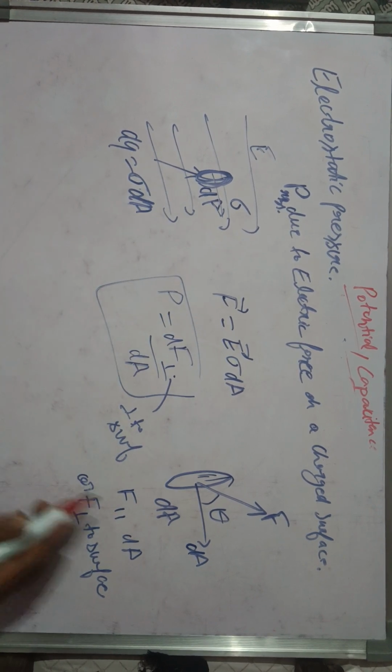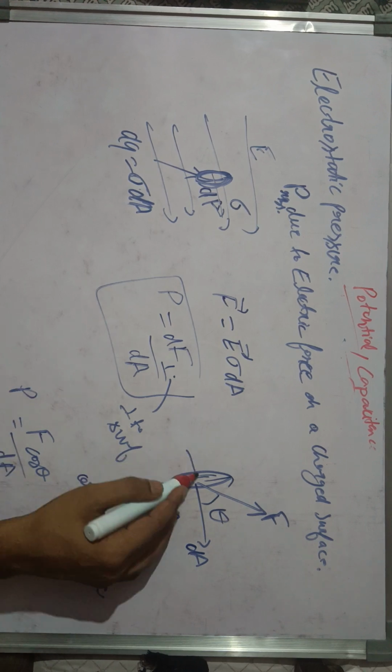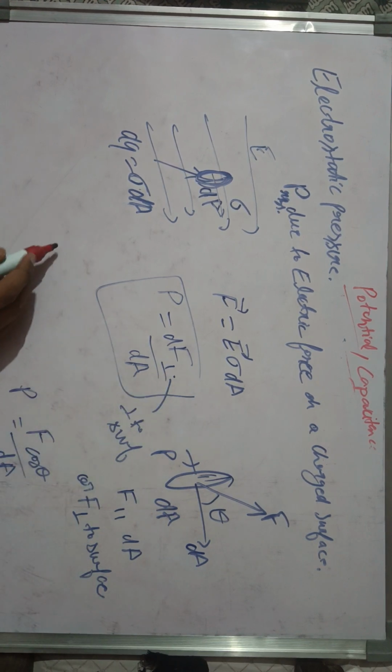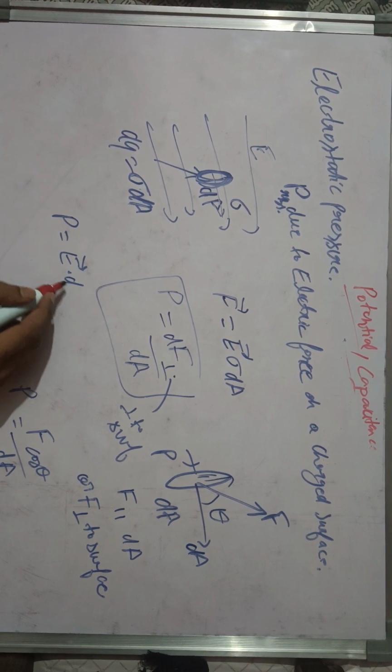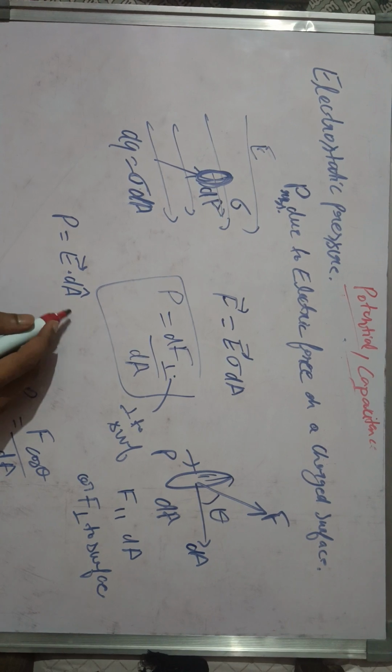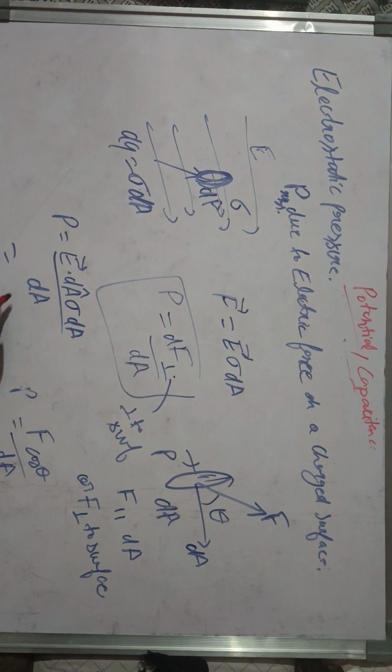So the force acting perpendicular to the surface will be F cos theta, and now dividing it by dA, we will get the pressure acting on this area. So simply here we will get the equation of pressure as E dot dA unit vector multiplied by sigma dA divided by dA, that is equal to sigma E vector dot dA unit vector. This becomes the equation of pressure acting at any small element.